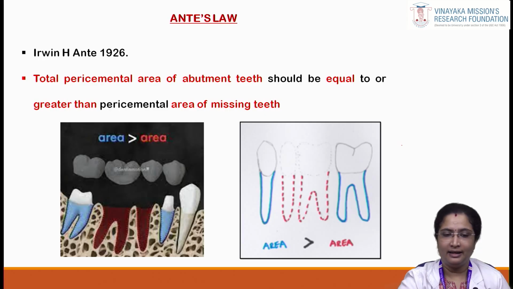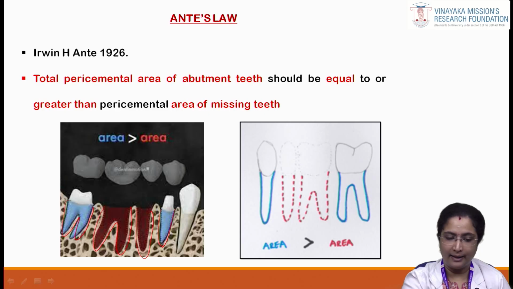Next is Ante's law. Irving H. Ante in 1926 proposed this law. This law is nothing but the periodontal ligament area, the pericemental area, of the abutment tooth, which is blue in color, should be equal to or greater than the pericemental area of the missing tooth which we are going to replace, which is brown in color.